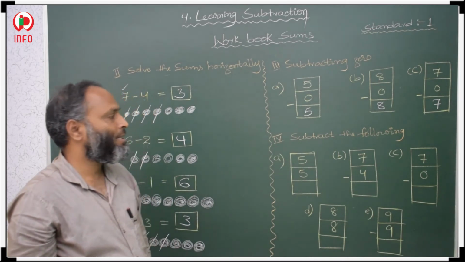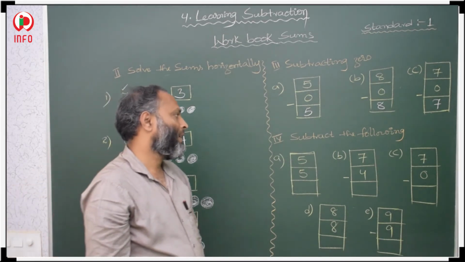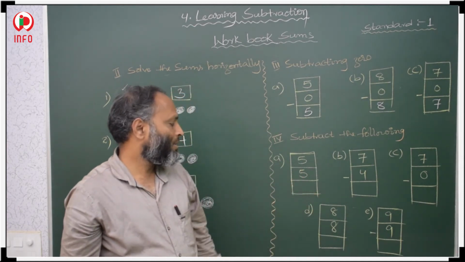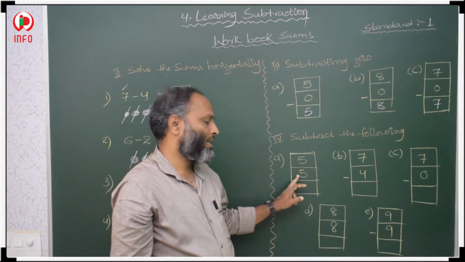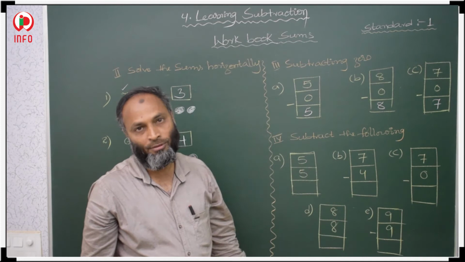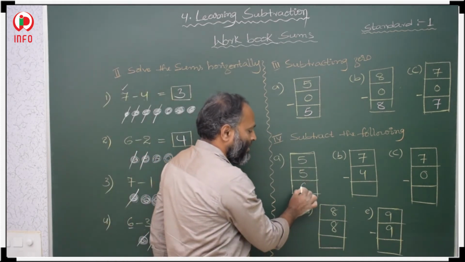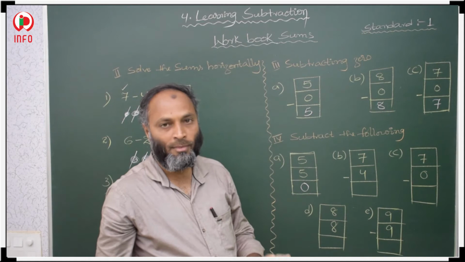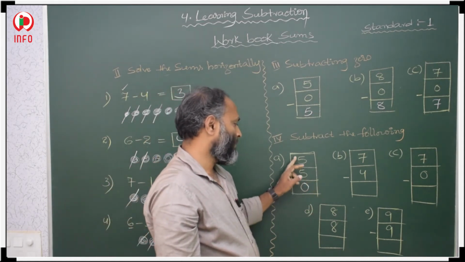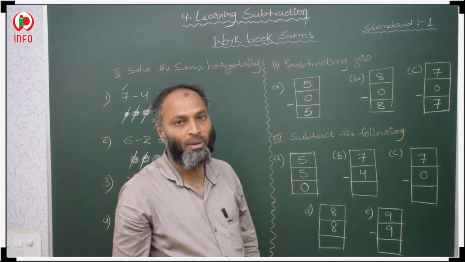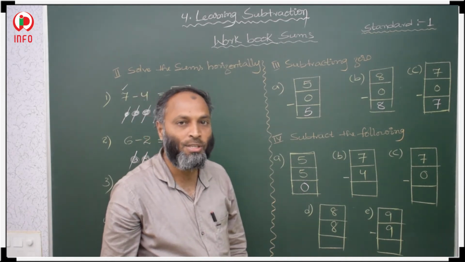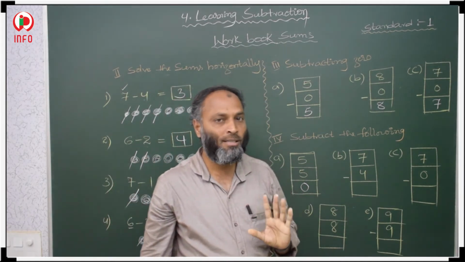So this is over. Next, subtract the following. Here in the first question, same number minus same number means the number is subtracted from itself, the answer is 0. This also we discussed. When a number is subtracted from itself, these two are the same, then the answer is 0. 5 minus 5, 10 minus 10, 100 minus 100, 1000 minus 1000, whatever it is, the answer is 0.